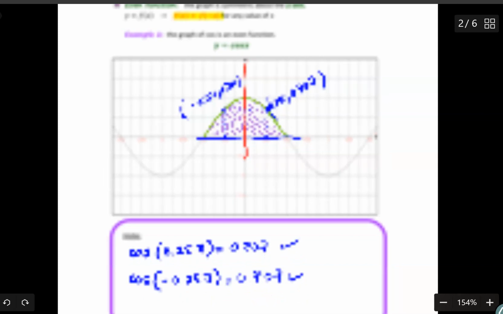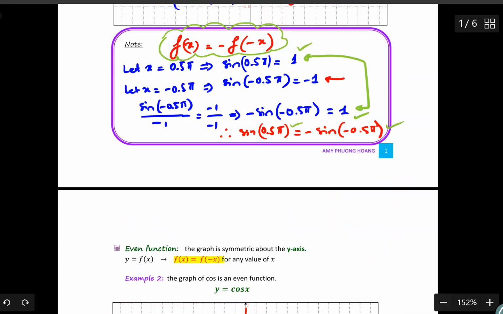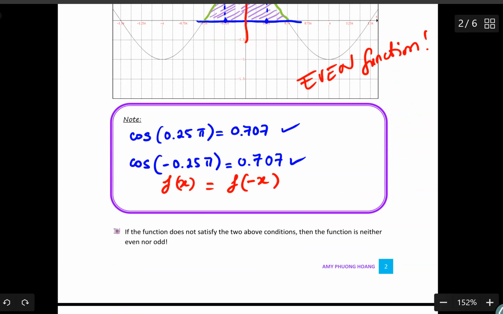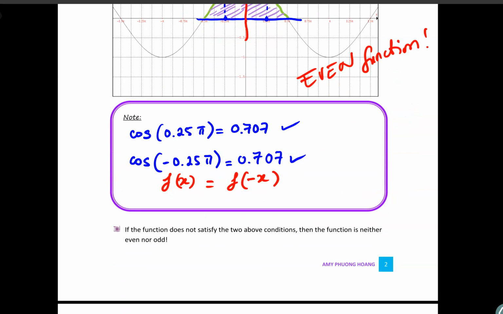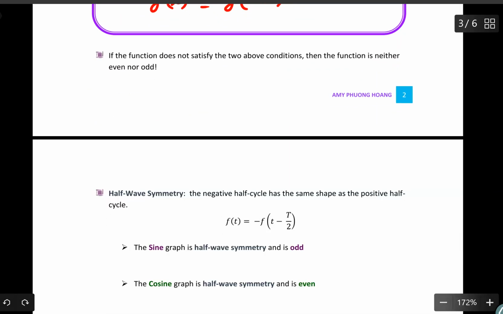So in that sense, I conclude that the function f(x) is equal to f(-x). Right? So this is an even function. In a way, sine is an odd function and cosine is an even function. If a function does not satisfy the two above conditions, then we can say that the function is neither even nor odd. All right? But we are not going to deal with that situation in this class.